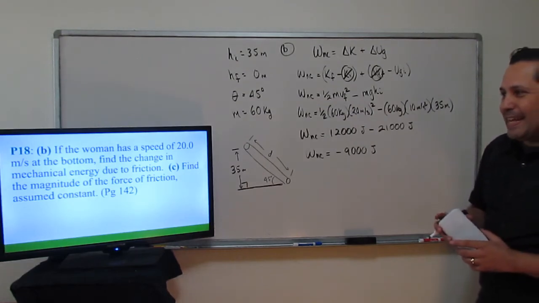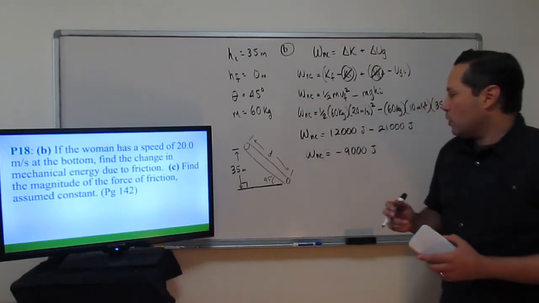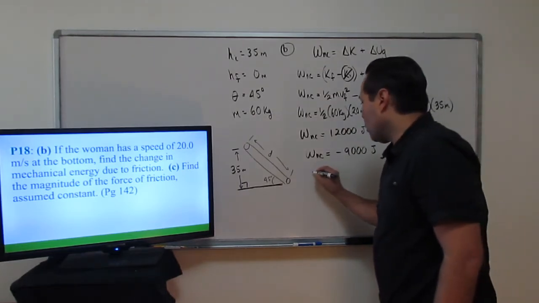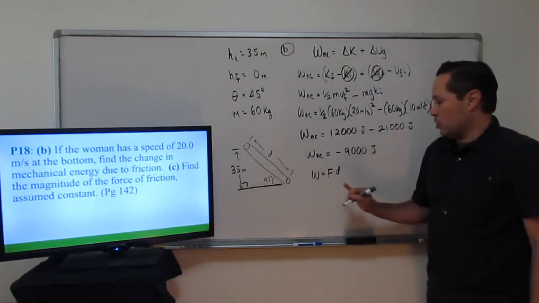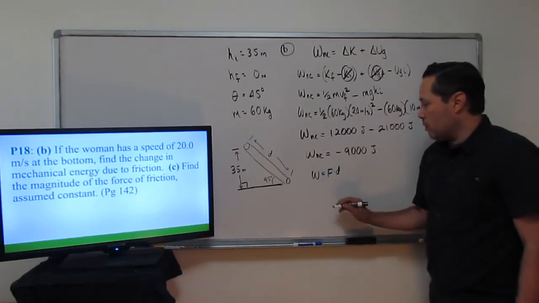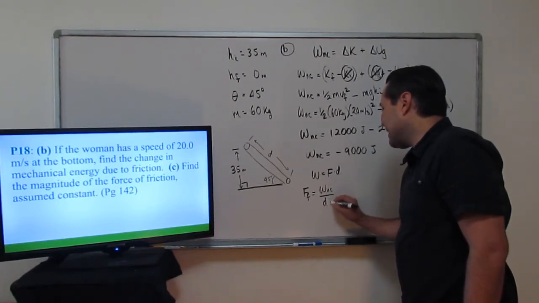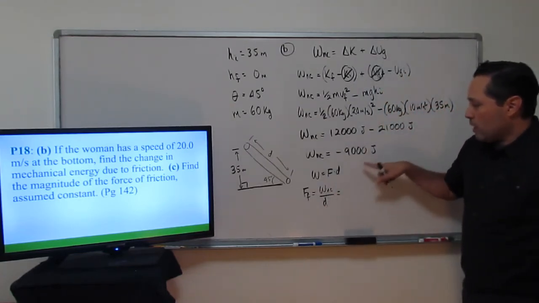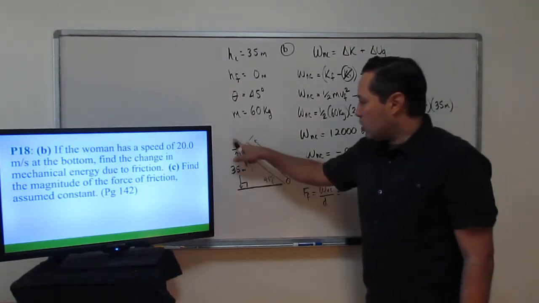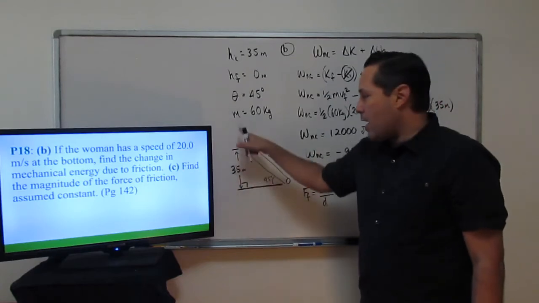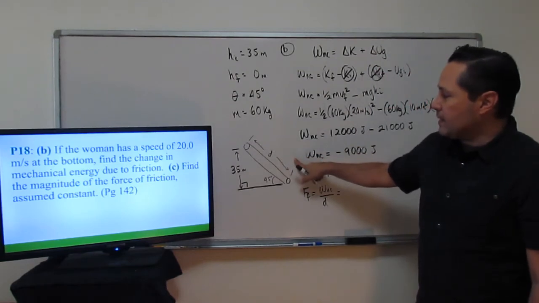Now for part C, they ask for the magnitude of the force of friction. Alright, so we need to figure that out. What's our force of friction? Our work is equal to the force times the displacement, so that's our work of friction right there. We're going to move this around a little bit so that friction is equal to the work non-conservative over the distance that she actually traveled. We have the value for the numerator, which is negative 9,000. Now we need the distance. She traveled 35 meters on the y-axis, yes, but she also traveled the same on the x-axis. So we need this distance. That's how far she traveled.